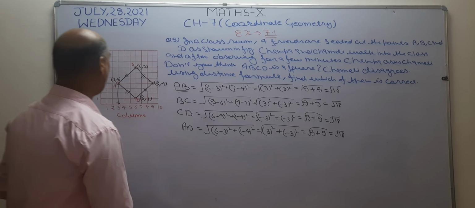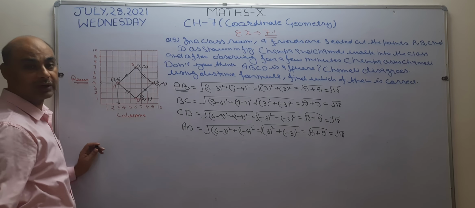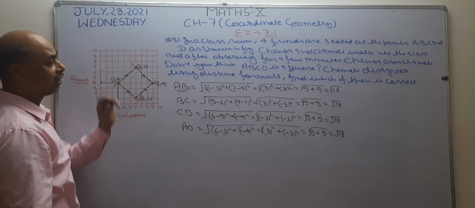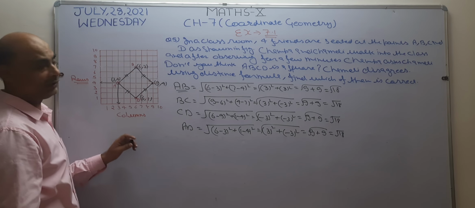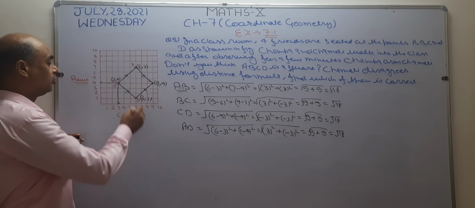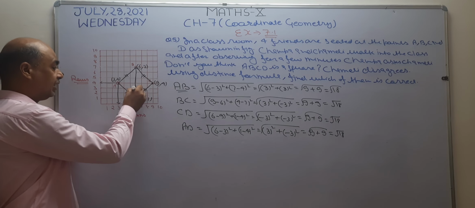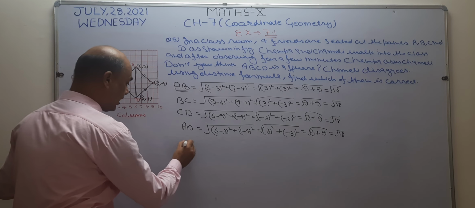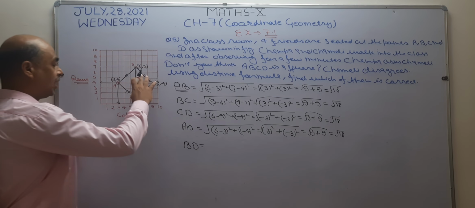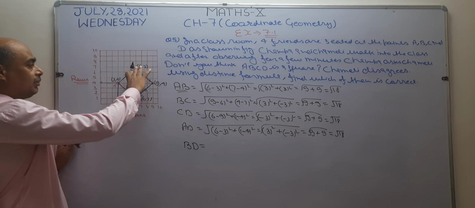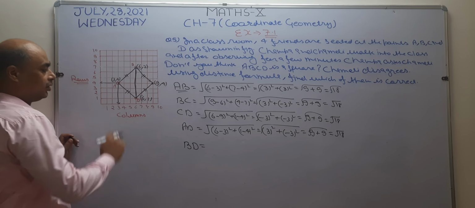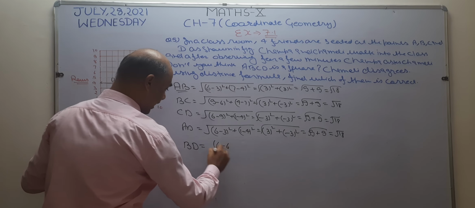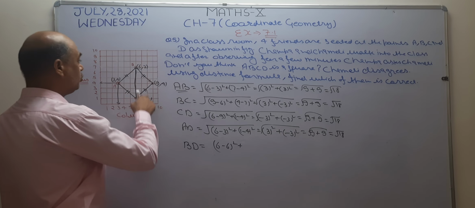Now all the 4 sides are equal. But in a rhombus also all the 4 sides are equal. And a square has all the 4 sides equal, so how do we differentiate between a rhombus and a square? Now I want to check its diagonals. So I am going to find the length of B and D using the distance formula between these 2 points. So the formula is x2 minus x1 plus y2 minus y1.